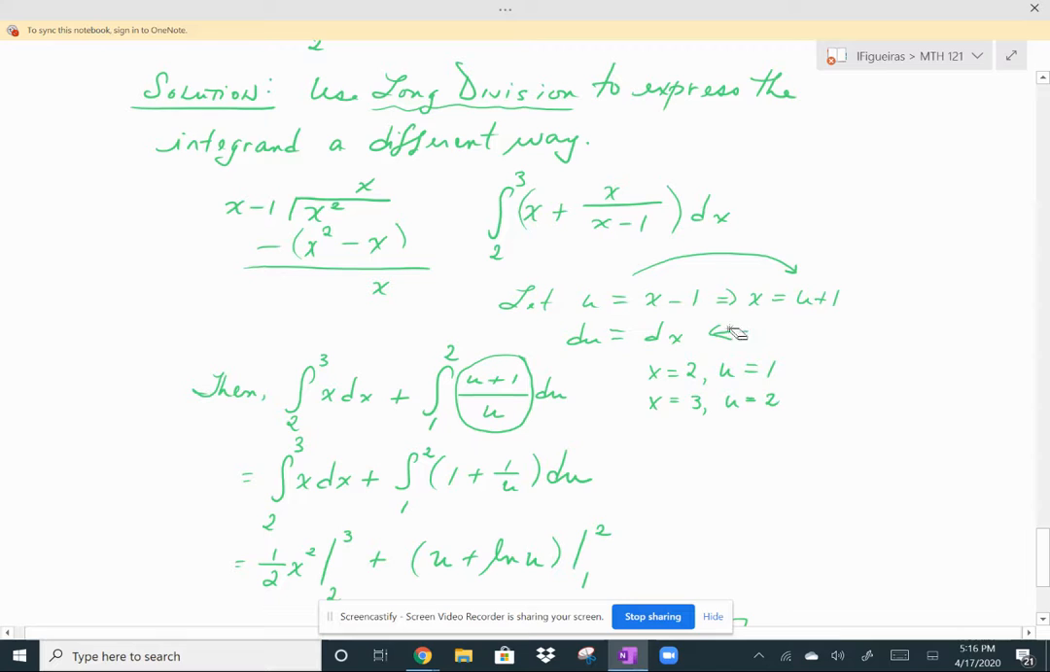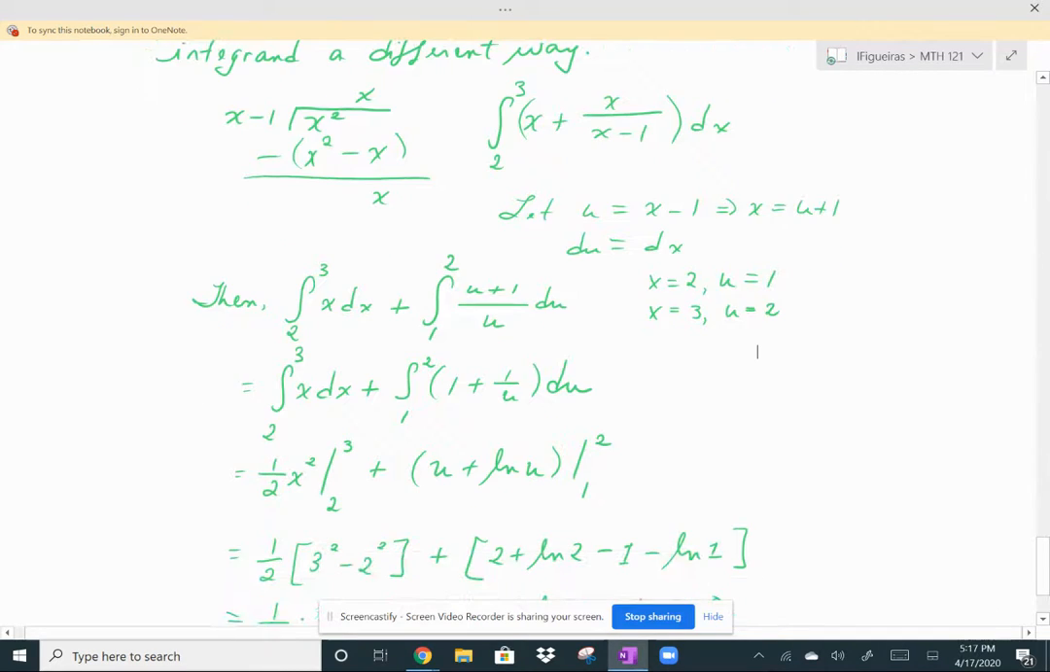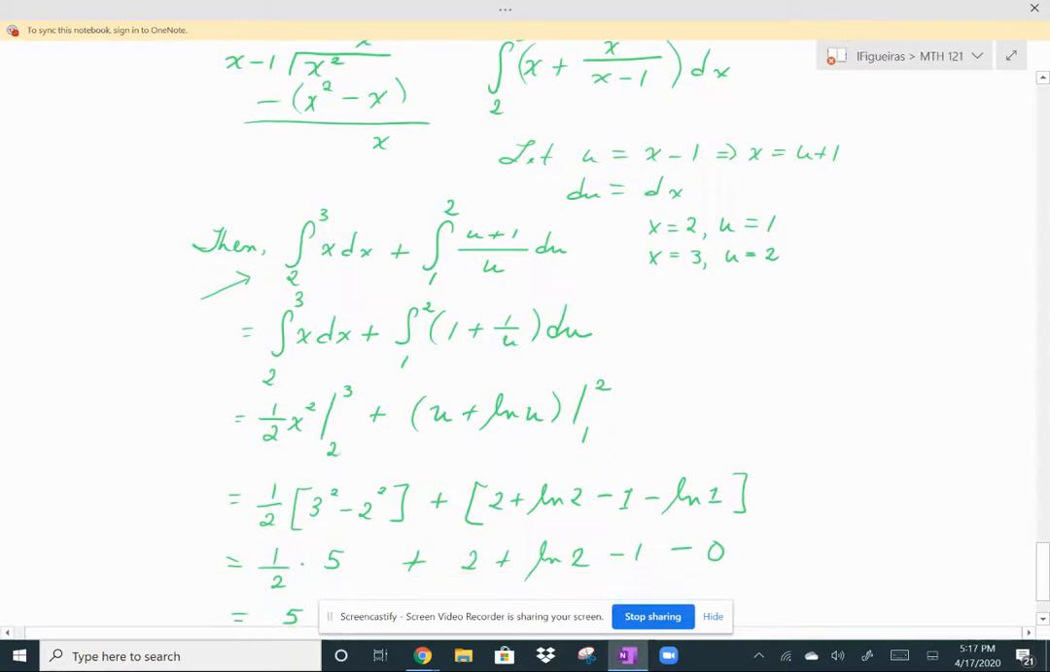Okay, I also need to reevaluate my limits for the second part of this integral, which you see below. So my limits are 2 and 3. So when x is 2, u is 1, and when x is 3, u is 2. So I have two things going on here. I have my first integral, which was easy to do. I can take the antiderivative of x and then plug in the 3 and the 2. But here I needed to use u-substitution.